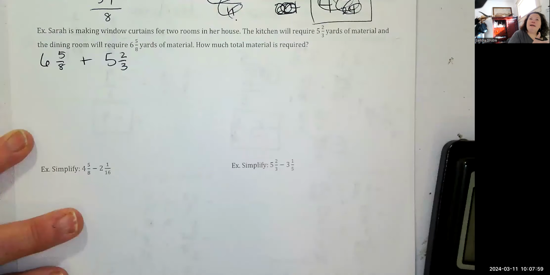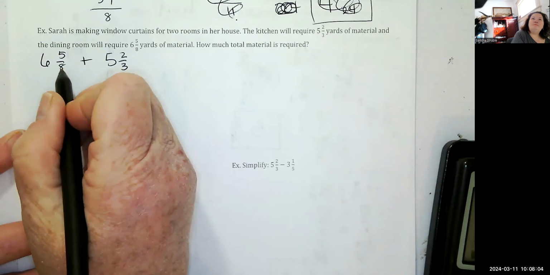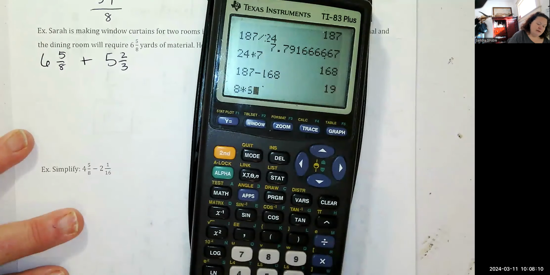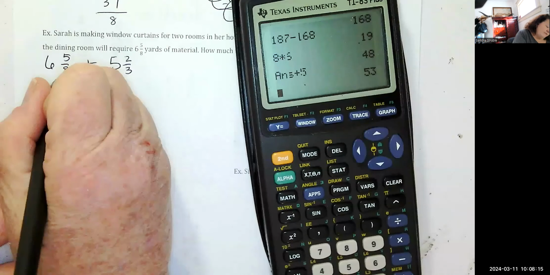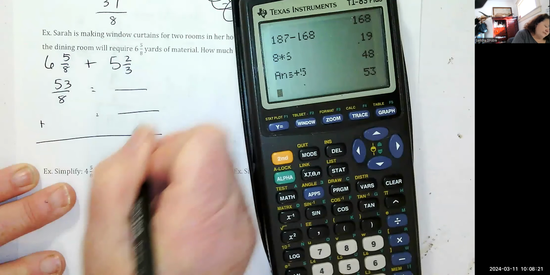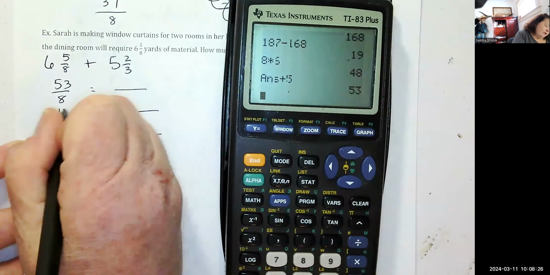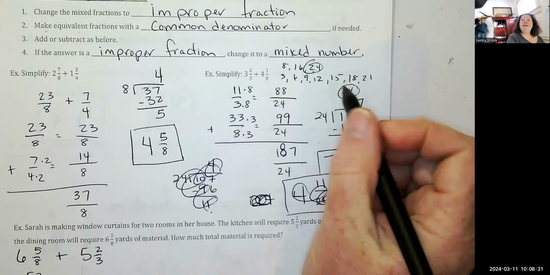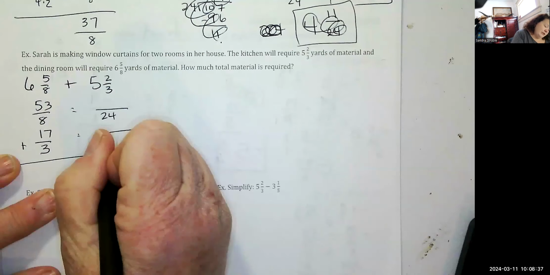So I'm going to end up stacking these one on top of the other, but first I want to go around the world and change them to improper fractions. 8 times 6 is 48. I'll show you. Around the world would be 8 times 6 is 48 plus 5 is 53 over 8 plus 5 times 3 is 15. 15 plus 2 is 17 over 3. Now, we know 24 is for 8 and 3 is our lowest common denominator. So that's sweet. We're using the same one.